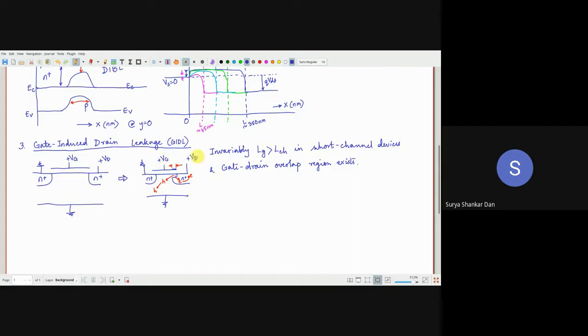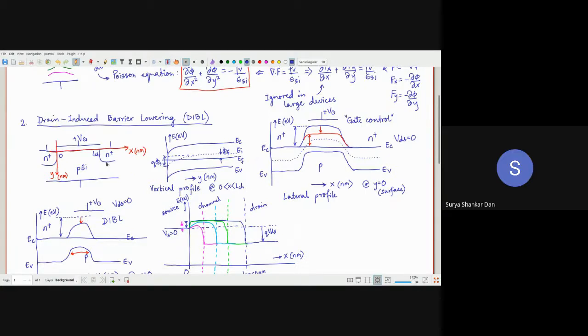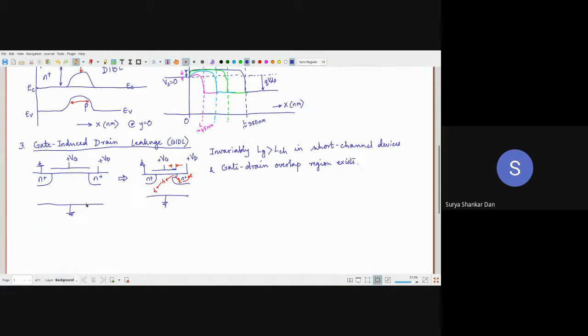This gate, now irrespective of this plus VD, please understand this. Previously, DIBL was caused because of the proximity of the drain with the source inside the channel region, irrespective of the VDS value. Here, on the other hand, it essentially depends on the gate bias. So if the gate bias is given like that, you are basically breaking the bonds in this small region, and essentially you are giving more electrons and more holes. The holes will essentially divert to the body.